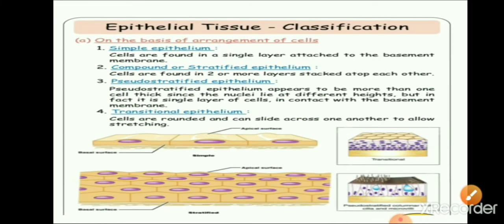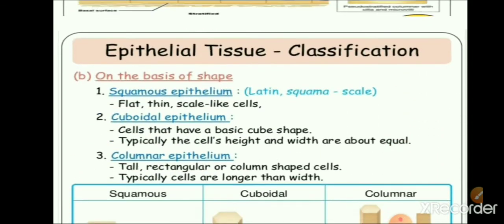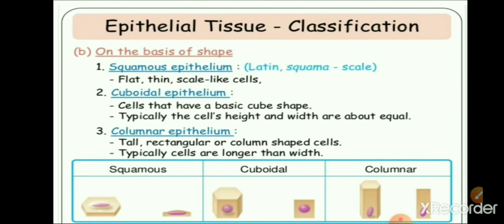The epithelium on the basis of the arrangement of cells is of four types. The simple epithelium, in which we have a single layer of cells on the basement membrane. When we have two or more layers of cells on the basement membrane, that is compound. Pseudostriated, when we have more than one cell thick, since the nuclei lie at different heights. Transitional, in which the cells are rounded and they can slide and change their position, move from one place to another, which is required for stretching.